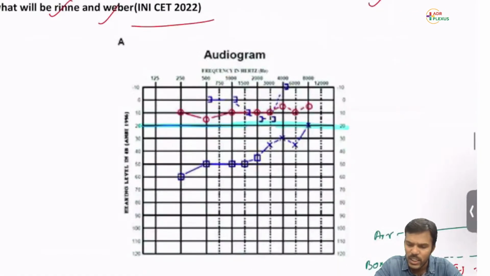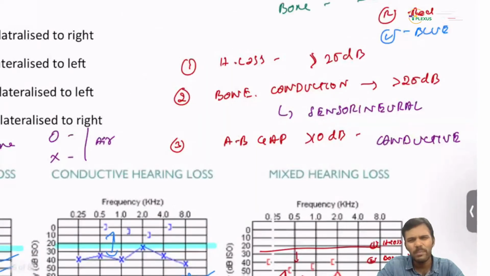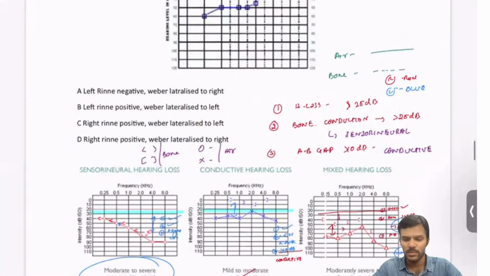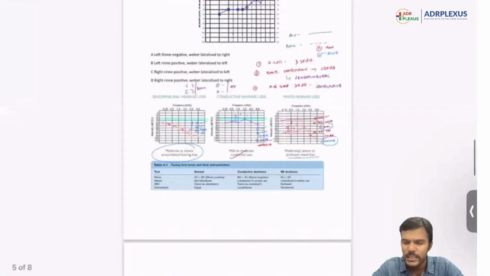Fine. Then the bone conduction curve more than 25 decibel. Air-bone gap, 10 decibel is enough. Hearing loss. Second thumb rule, more than 25 decibel. Third is air-bone gap more than 10 decibel. Understood? Fine. Let's get into the Rinne's test.